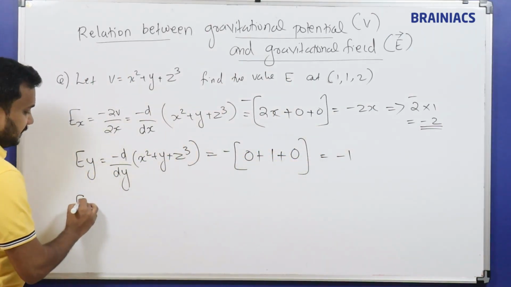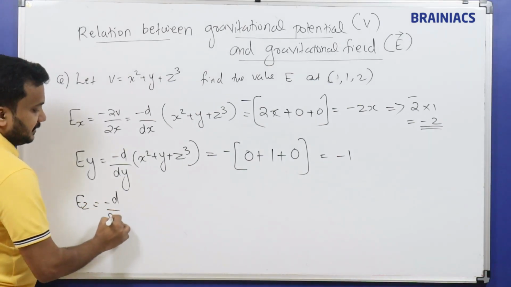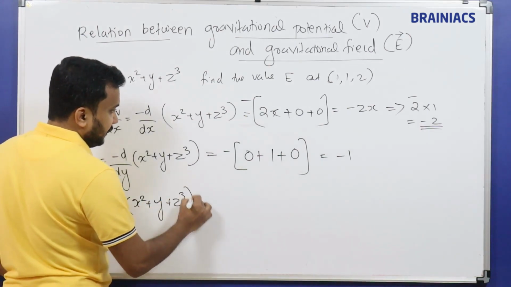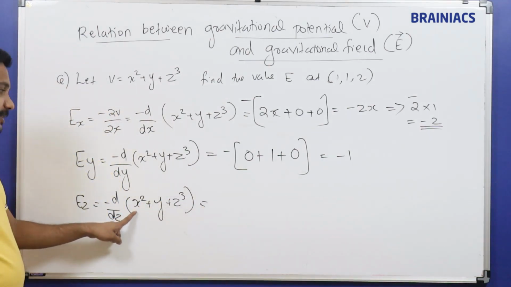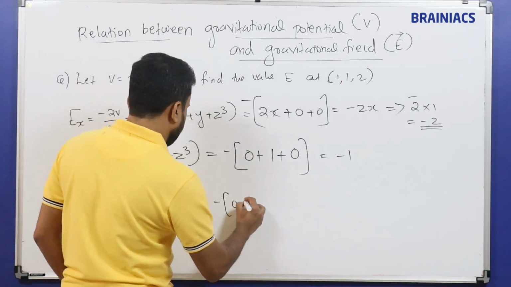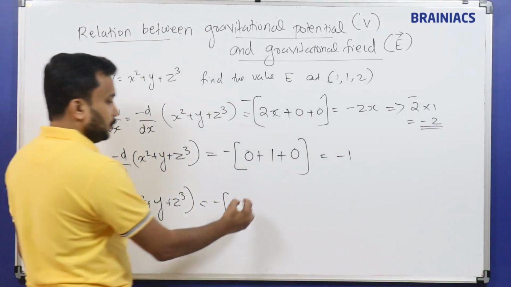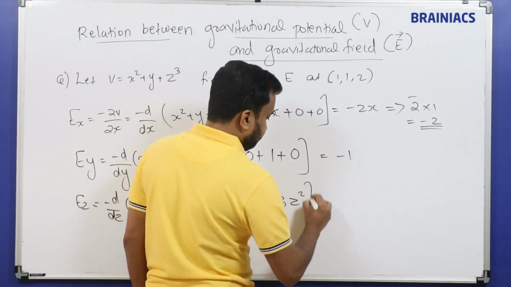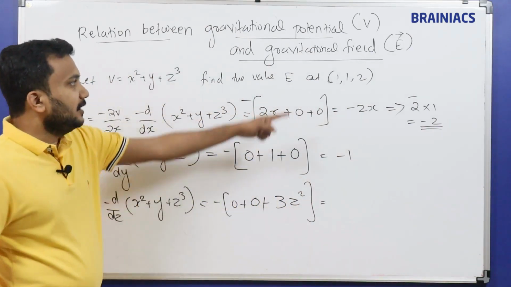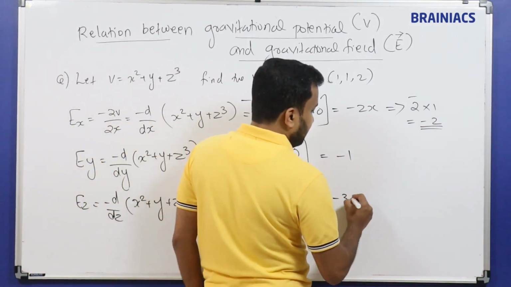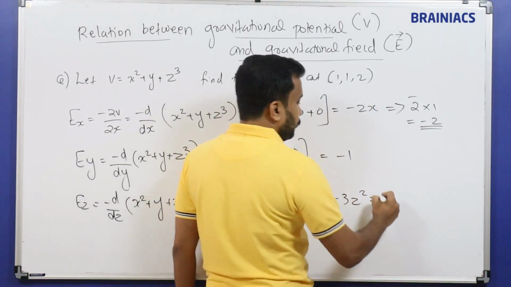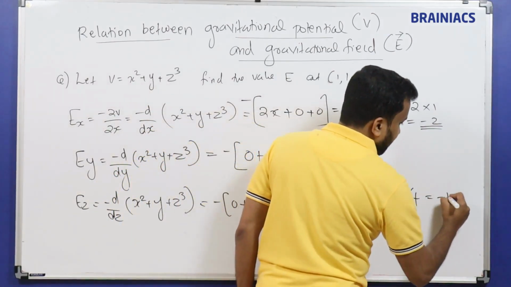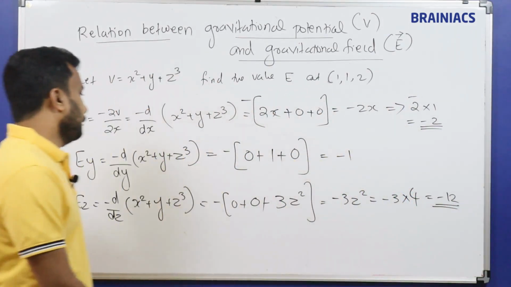And the next one is Ez term. Ez means minus d by dz of x square plus y plus z cube. The differentiation of x square is 0, y is 0, and z cube differentiation is 3z square. So minus 3z square. The value of z is 2, so z square is 4. So minus 3 into 4, we get minus 12. Minus 12 we got. Okay.